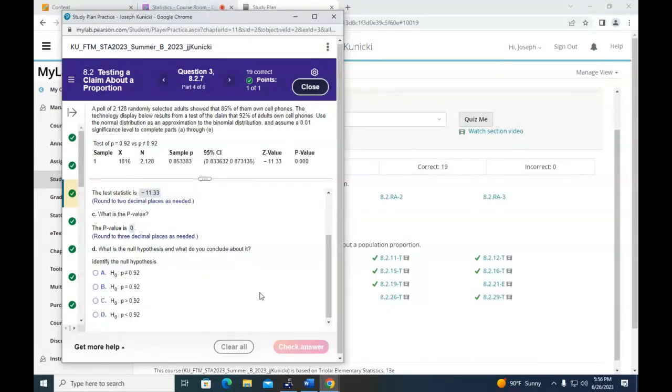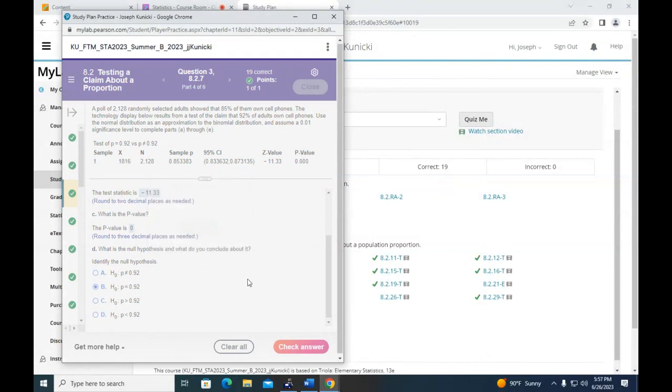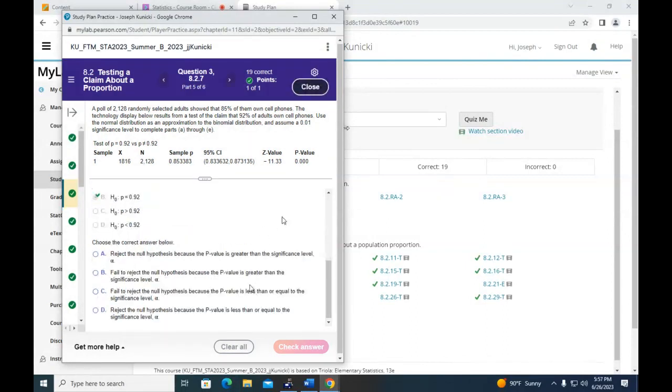And what's the null hypothesis? Which one is it? A, B, C, or D? B. It's always equals. Always. And what can you say about it? Do we reject it or fail to reject it? We fail to reject.